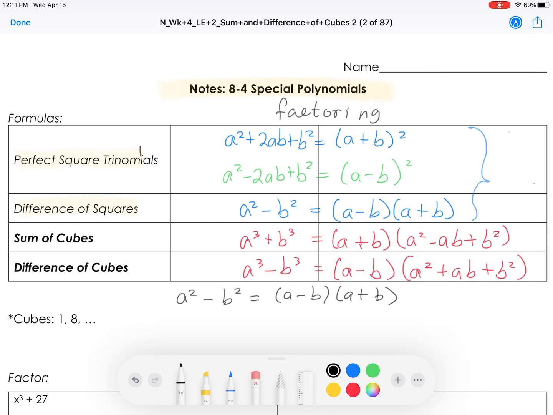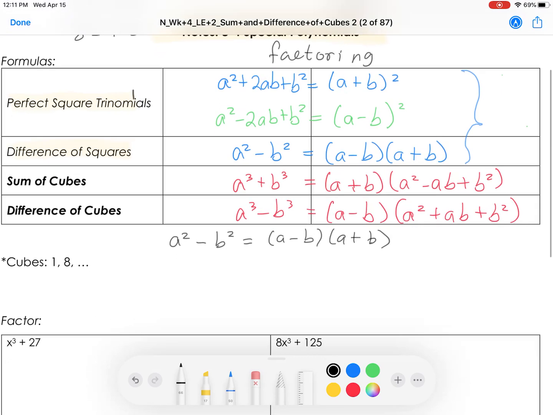And remember, factoring means you take something and you break it into parts that multiply together. So 8 could be factored into 2 times 4, or 8 could be factored into 1 times 8. That's what factoring means, to separate it into two factors or two terms that are being multiplied together.